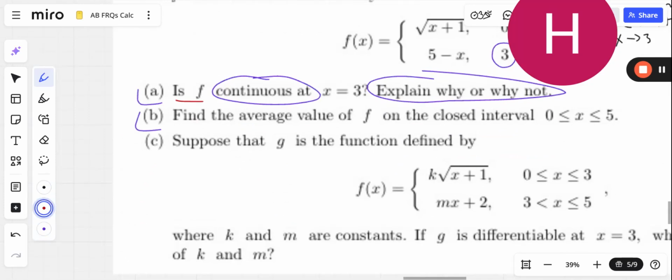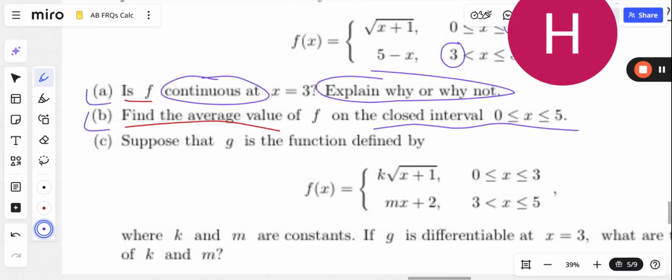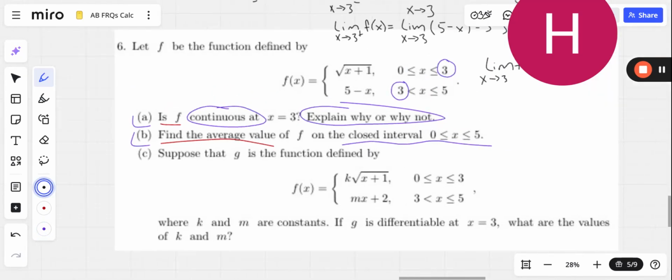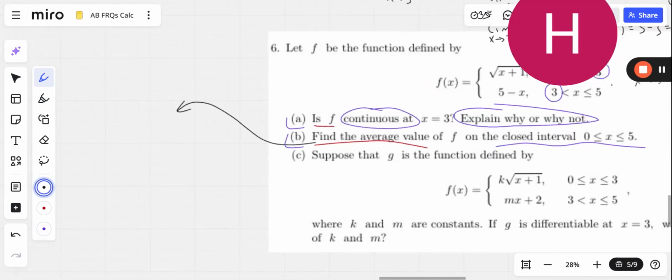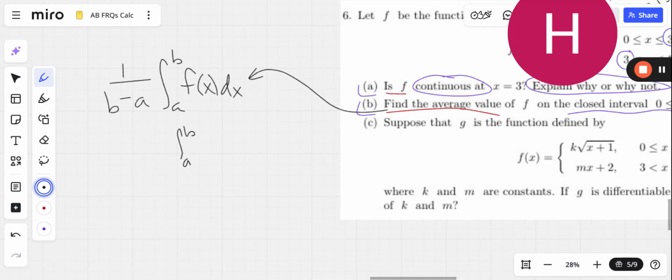Part B. Find the average value on the closed interval. So that's prompting you to do kind of a formula here. So the average value formula with integrals is going to be 1 over b minus a times the integral from a to b of f(x). Some people just put it on top. That works too. This is going to be over 5 in this case. It's the same as finding an average, right? You add up all the values, that's what an integral does, and then you divide by the number of values. Well, in this case, it's the size of the interval, because we're using continuous values.